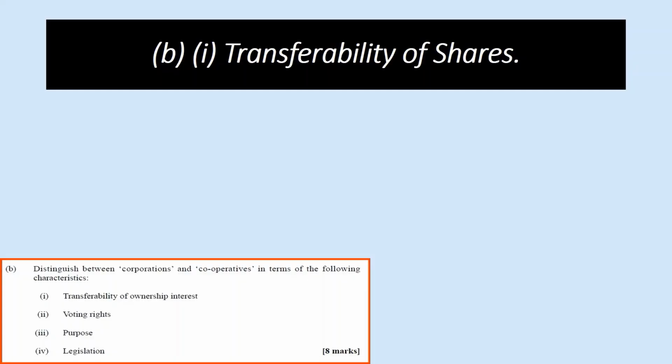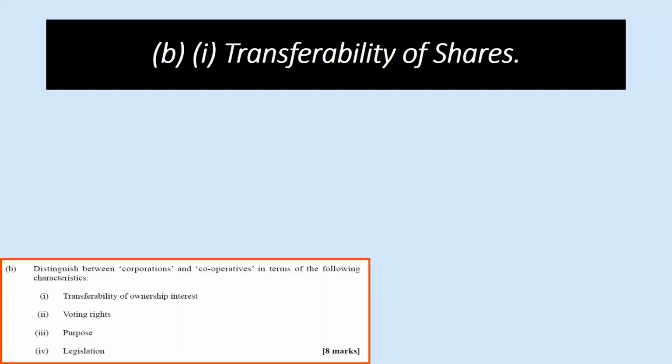Distinguish between corporations and cooperatives in terms of the following characteristics. 1. Transferability of ownership interest. 2. Voting rights. 3. Purpose. And 4. Legislation.